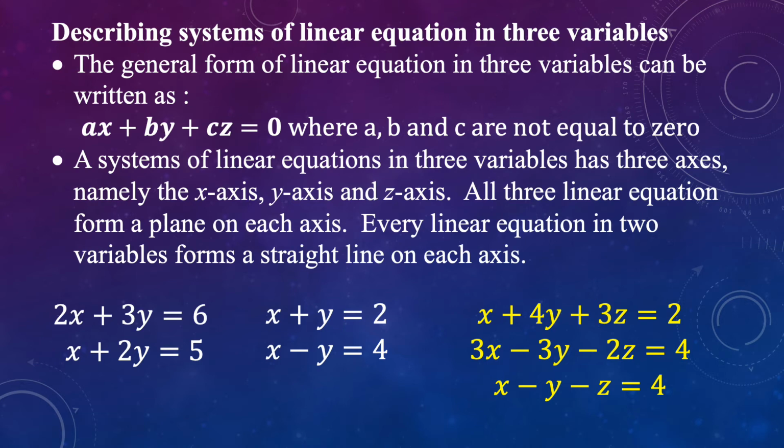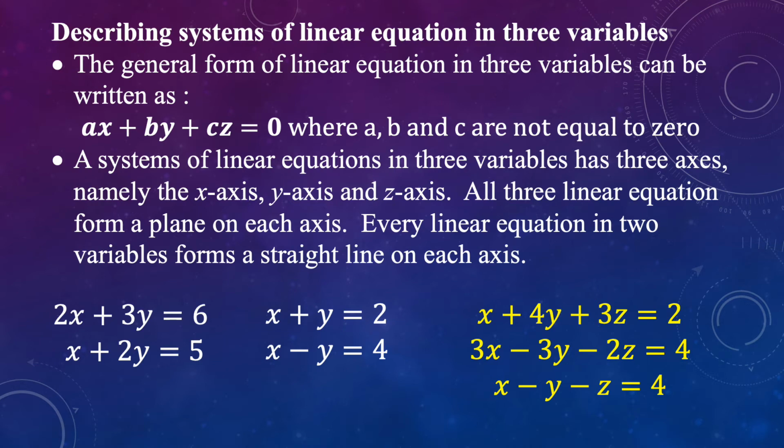So that is how you describe a system of linear equation with three variables, with ax plus by plus cz equals 0. The second part is the system of linear equation in three variables has three axes, namely x-axis, y-axis, and z-axis. Okay, this is the graph. How to represent it in graph form? All three linear equations form a plane on each axis. So this linear equation will form a plane.